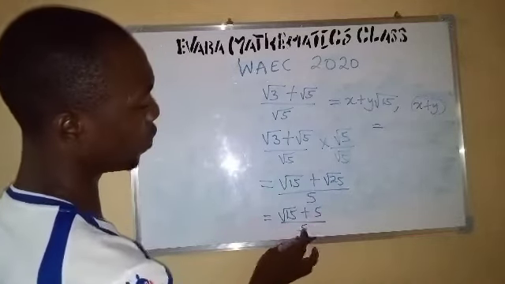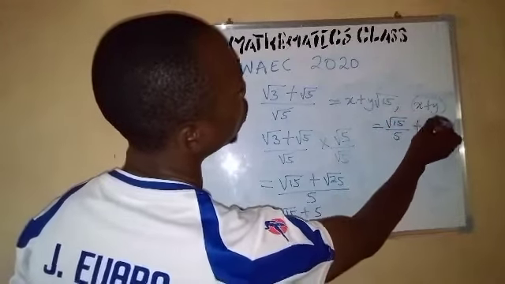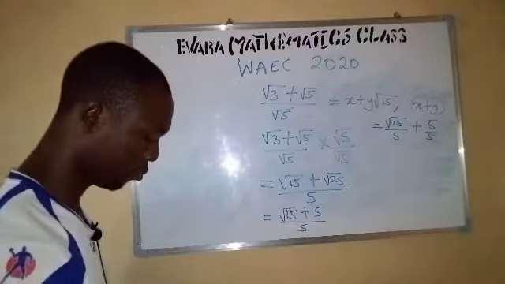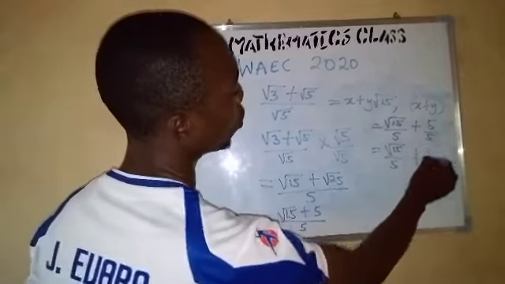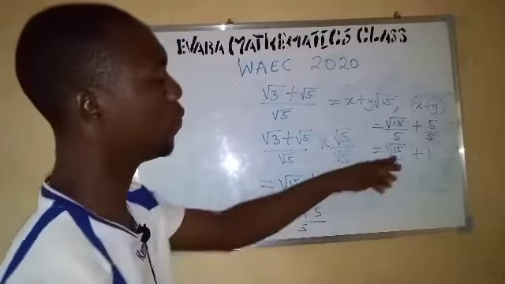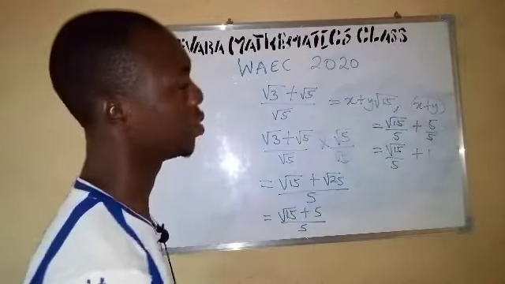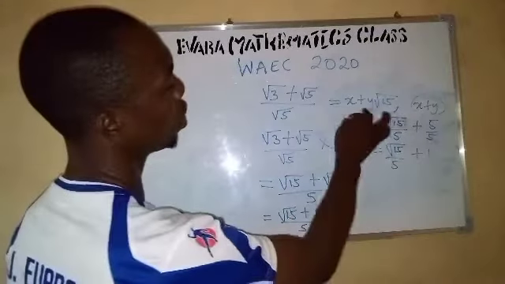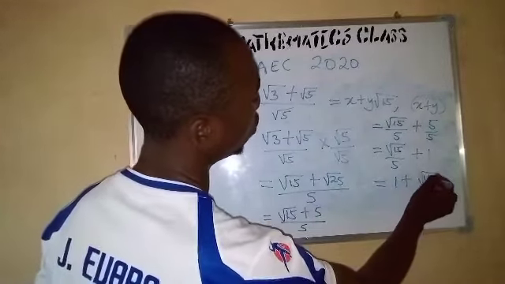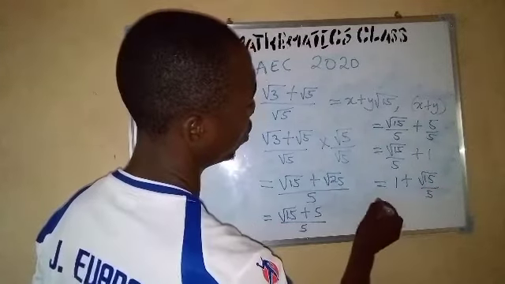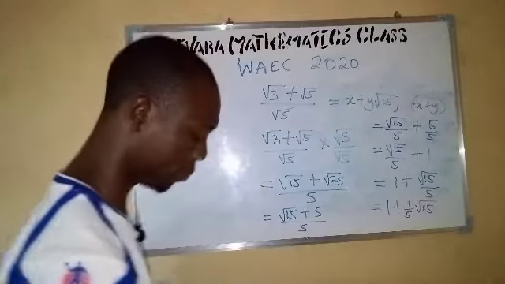Root 15 plus 5 over 5 is the same thing as root 15 over 5 plus 5 over 5. So if you do this, it will be root 15 over 5 plus 1. Don't forget that this 5 here cannot divide the 15 inside the root, since 5 is not part of the root sign. So how do we now make this look like something like this? If you turn it the other way around, it will be 1 plus root 15 over 5, which is the same thing as 1 plus 1 over 5 root 15.